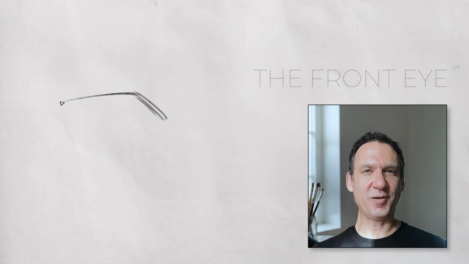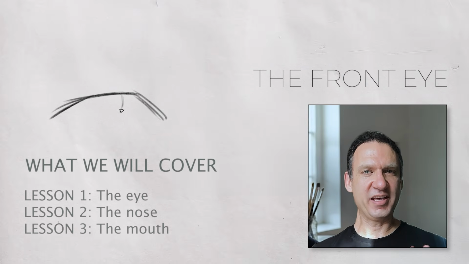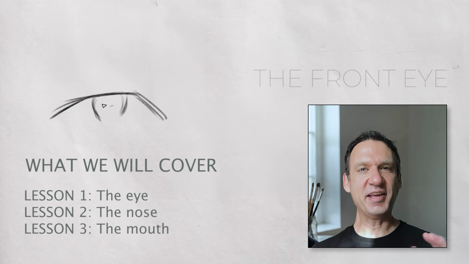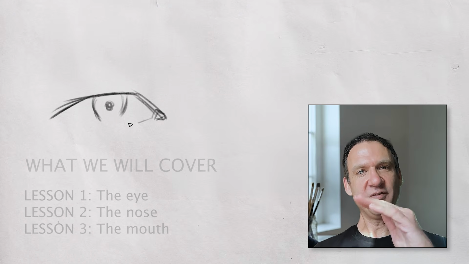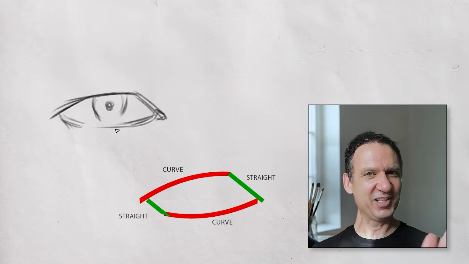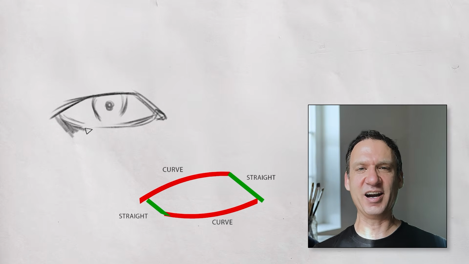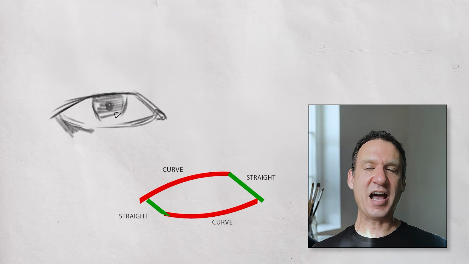Okay, so I'm going to start blocking this in with curves and straights. I think about the eye as a curve that goes along the top going to a straight, going to another curve, and then a tiny little straight. So you can see what I've got right there. And with front eyes, I also want to think about this in a very iconic way.